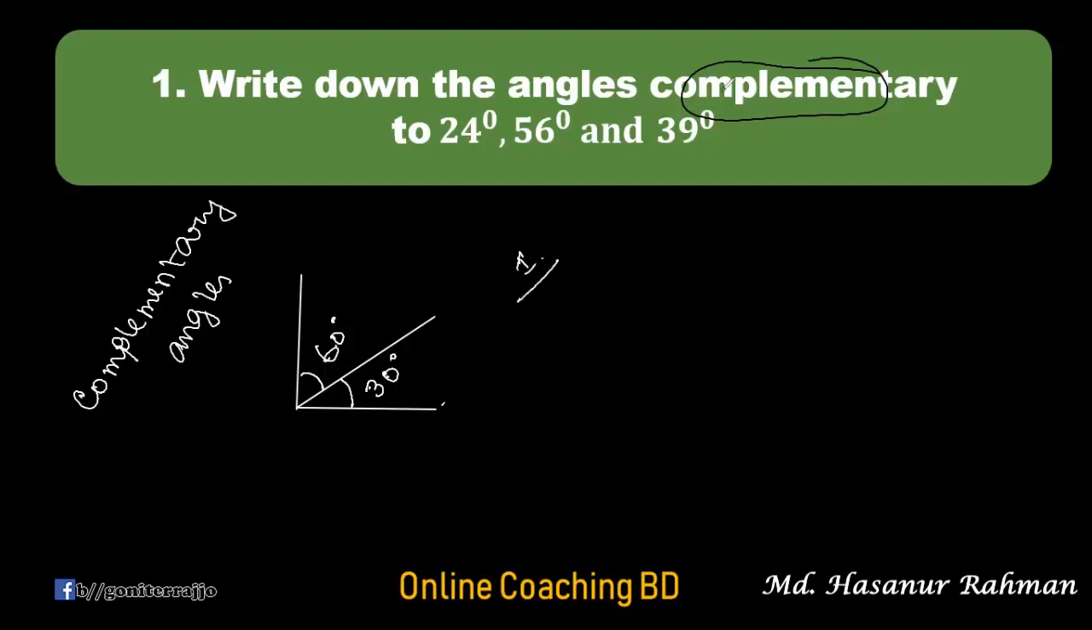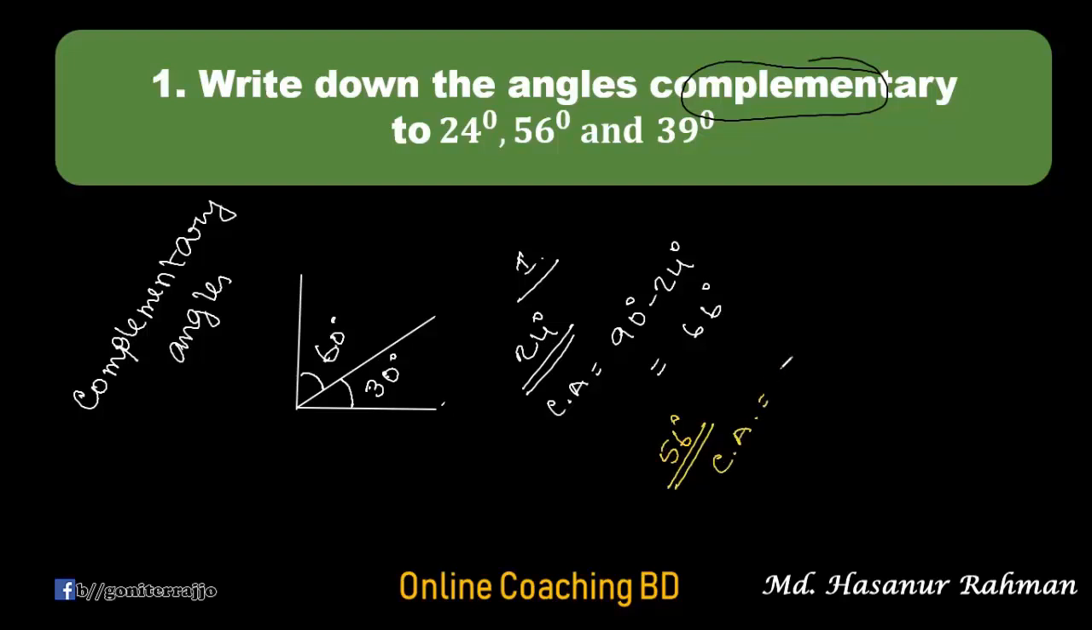First one says write down the angle complementary to 24 degree. If we want to find out the complementary of 24 degree, then the complementary angle will be 90 degree minus 24 degree. So if we subtract 24 from 90, we will get 66 degree. Very simple. Now 56 degree. What is the complementary angle of 56 degree? We have to subtract 56 degree from 90 degree. Then we will get 34 degree.